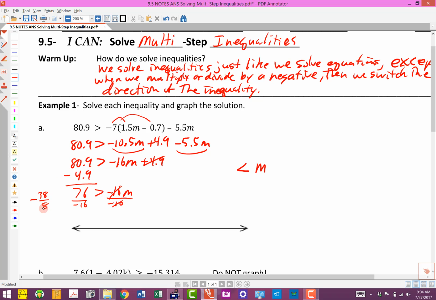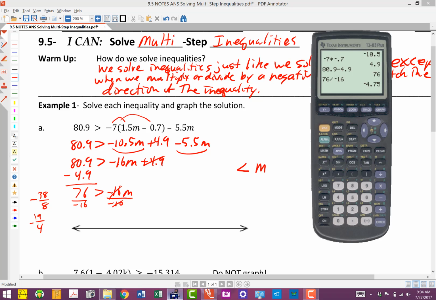And then let's see, 2 goes into both of those, so this would be a 4 on the bottom and a 19. Yeah, so negative 19 over 4. And again, just to double check, you can always do something like this on your calculator. Let's do negative 19 divided by 4 and get negative 4.75.